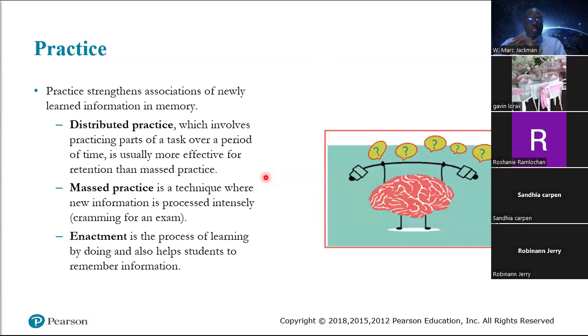Okay, practice. There are certain types of practice exercises that enhance memory and certain types that don't. So distributed practice, where you practice a task over a period of time, is usually more effective for retention than mass practice, which is what we call cramming. Right? Enactment, the process of learning by doing, also helps students to learn information. So it's always better to teach students how to practice, to internalize a little bit over a period of time, because once you repeat certain activities, the pathway in the brain is reinforced and made more clear. So distributed practice over a period of time has a more powerful long-term retention effect than mass cramming.